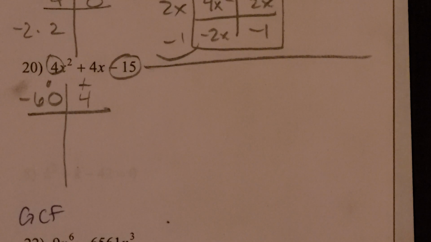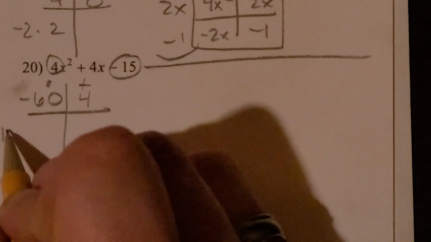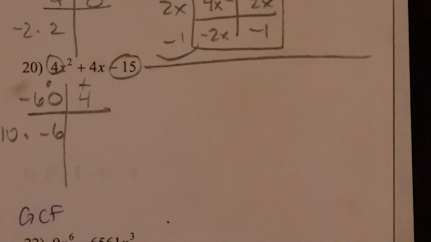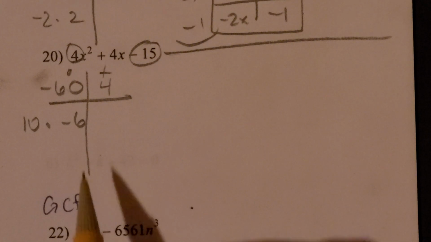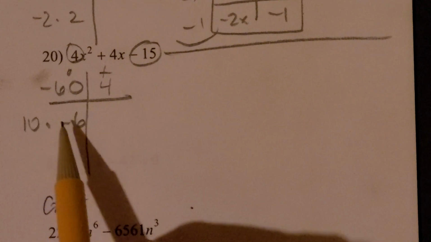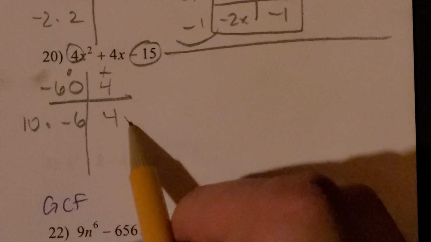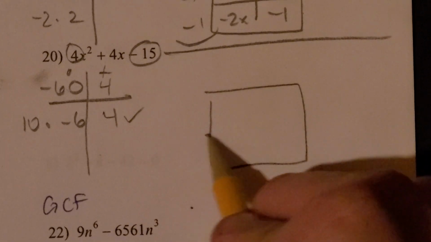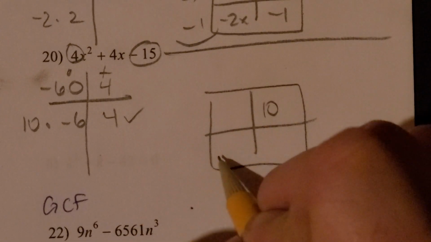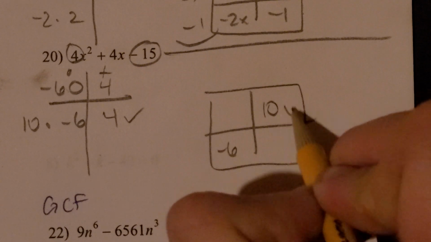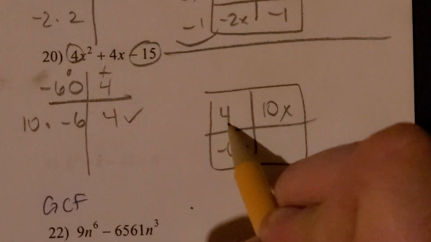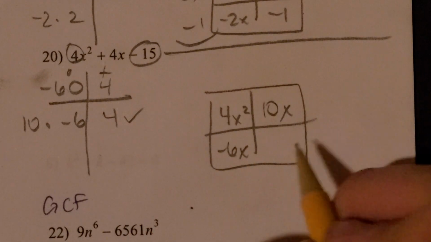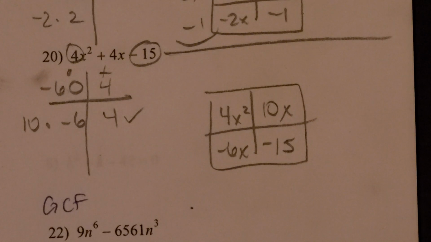Okay. And the two numbers that you should have been looking for here are, what is this, 10 and a negative 6. Because 10 multiplied by negative 6 gives you negative 60. At the same time, 10 add negative 6 gives you 4. That's what goes into my box. 10, negative 6, but don't forget whatever variable, in this case that's an x. First term goes in the top left. Last term goes in the bottom right.